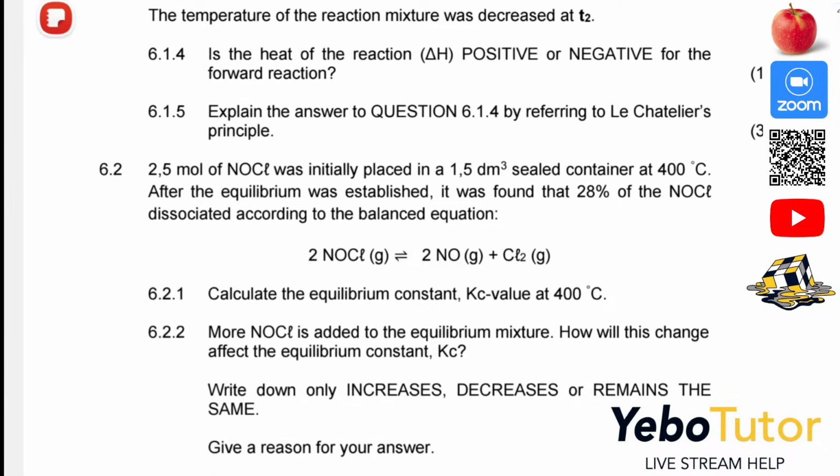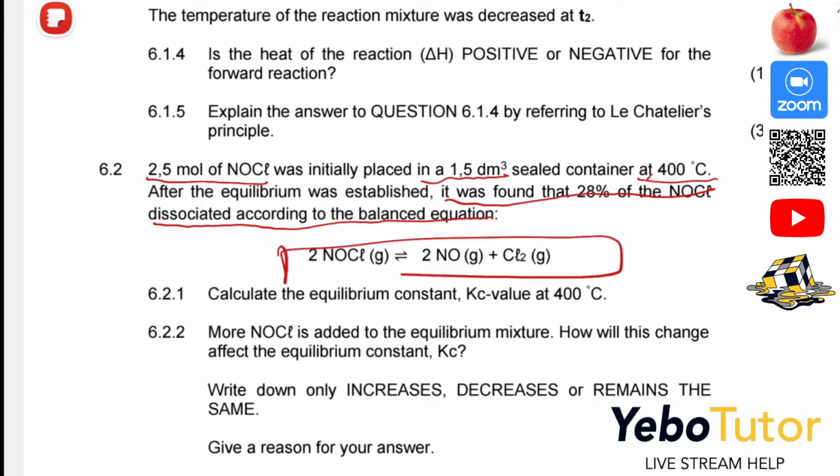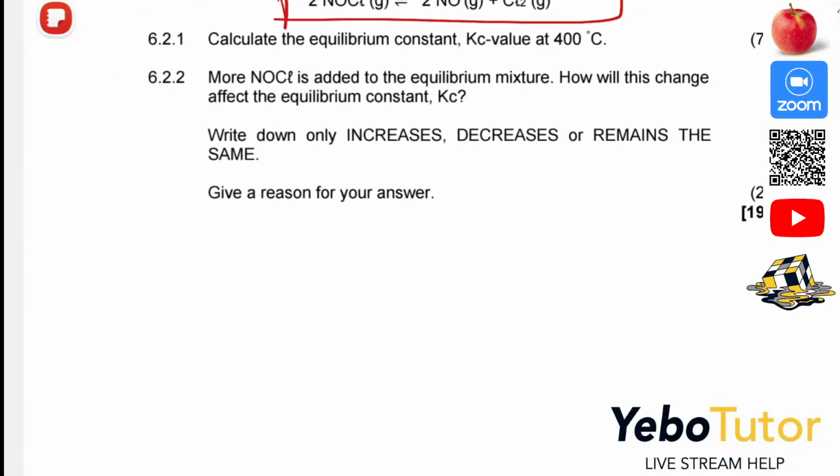Let's do serious stuff. We now want to do Kc calculations. Oh my word, the easy one. Right. 2.5 moles of NOCl was initially placed in a 1.5 decimeter sealed container at 400 degrees. After the equilibrium was established, it was found that 28% of the NOCl dissociated according to the balanced equation which we are given here. Now the question: calculate the equilibrium constant, or Kc. Guys, this is easy because we know how to maneuver around this.